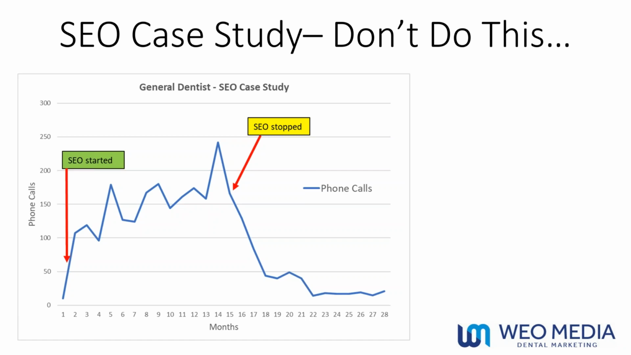This is what happens because Google's judging you every month. And so if you're not doing things to get rewarded by Google and other people in your area are, you will drop very quickly in the rankings and your leads will fall off a cliff.